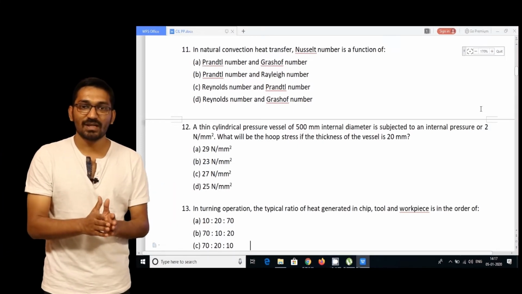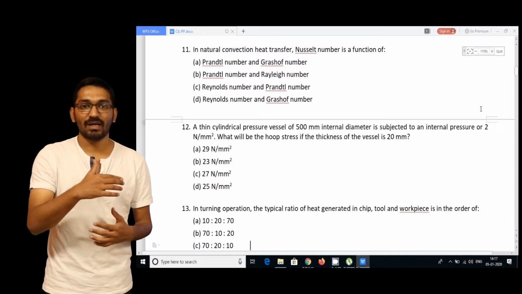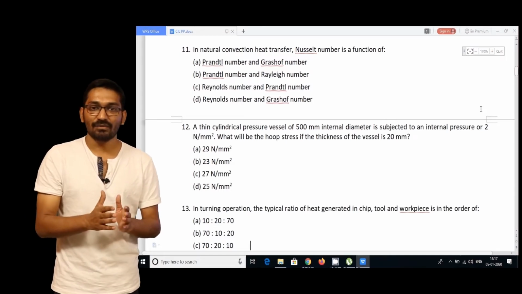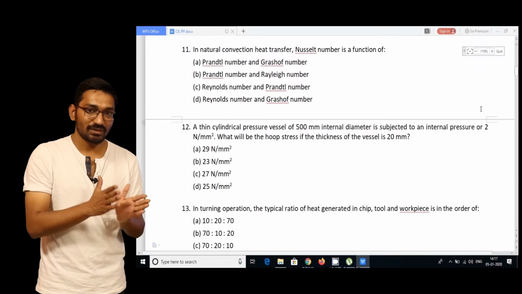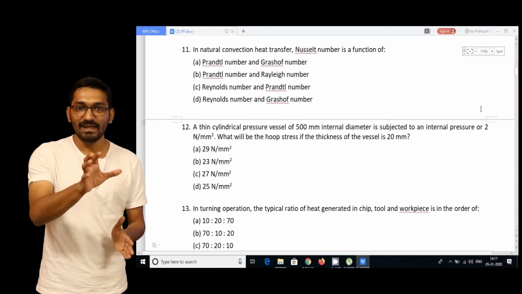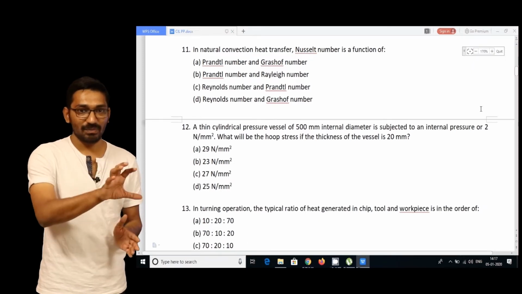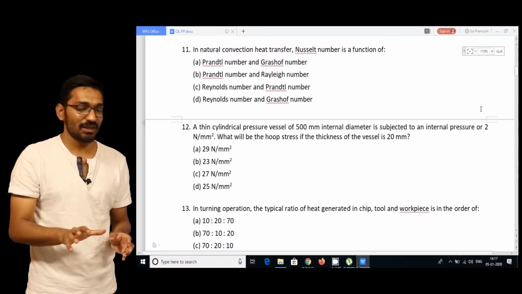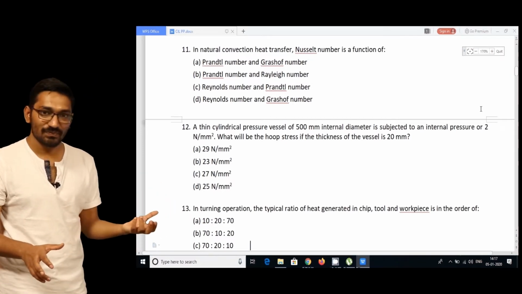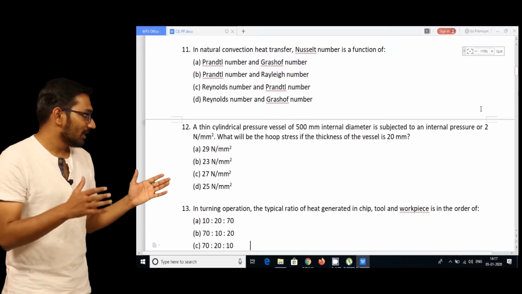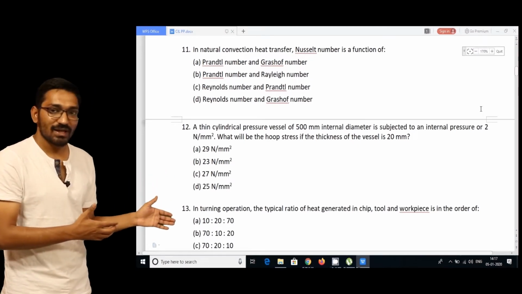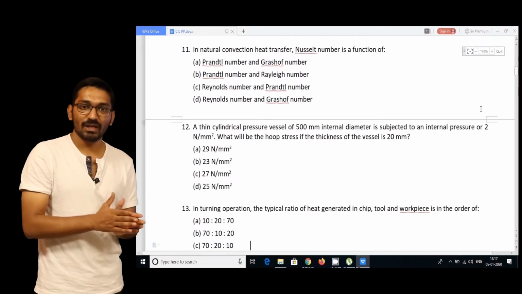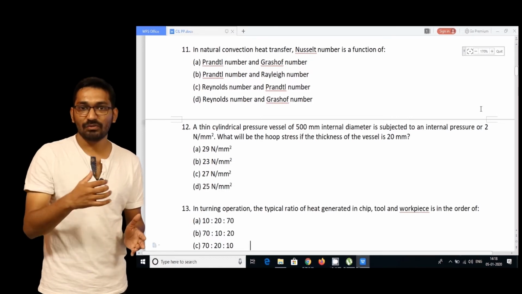Hoop stress is the circumferential stress acting on a cylindrical pressure vessel, and the formula for the hoop stress in the cylindrical pressure vessel is PD upon 2T. P is the pressure inside the cylinder, D is the diameter, divided by 2 into thickness. If it is asking for the longitudinal stress, then the longitudinal stress will be PD upon 4T.